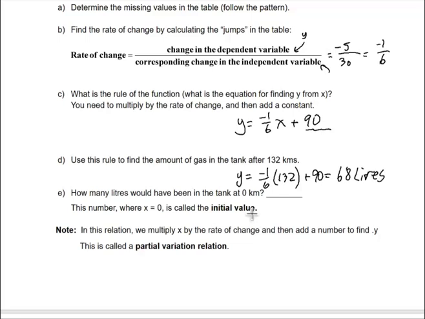And how many liters at 0 kilometers? We did that a couple of seconds ago. That's our initial. Partial variation relation again, except that this time it's going downhill. And I forgot to mention that it is possible that your partial variation relation could start in the negatives and go down, or start in the negatives and go up. All of those are acceptable.